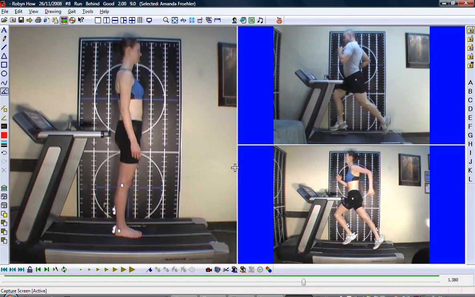Hi, this is Amy Barnett from Medical Motion, and I'm going to show you how to assess pelvic alignment during running. The first step is to take a posture shot of your runner.